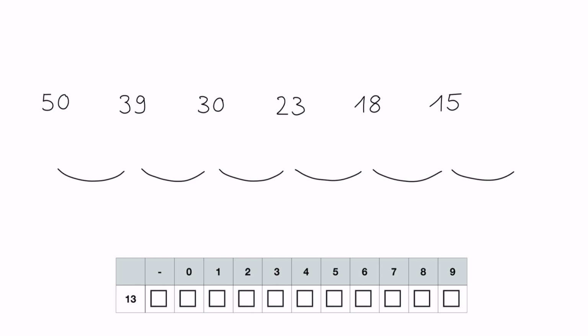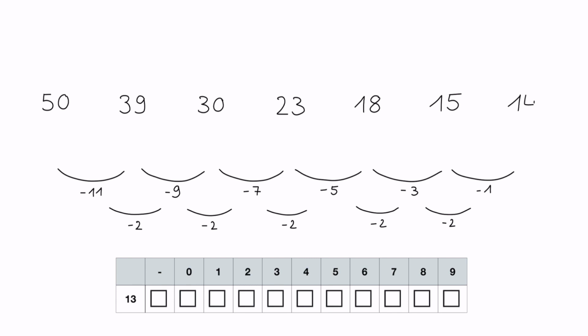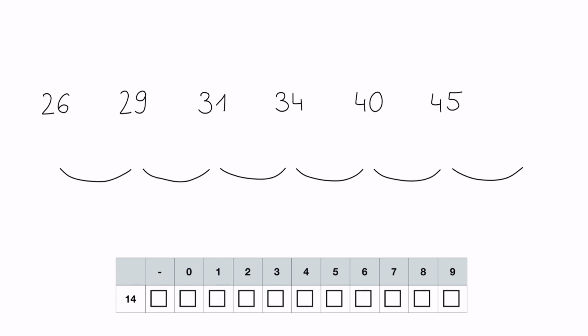Task 13 is another cascading rule. So if we take 50 to 39, that's minus 11, 39 to 30, that's minus 9, and then minus 7, minus 5, minus 3. So we can see that in between each rule we're subtracting 2. Or adding 2, I should say, because it's negative numbers. So we end up with minus 1, 15 minus 1 is 14. We mark 1 and 4 in the answer sheet.